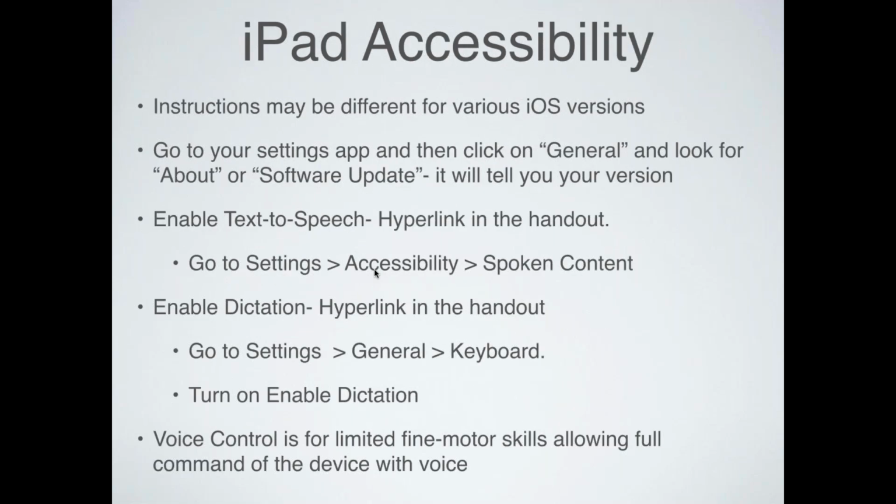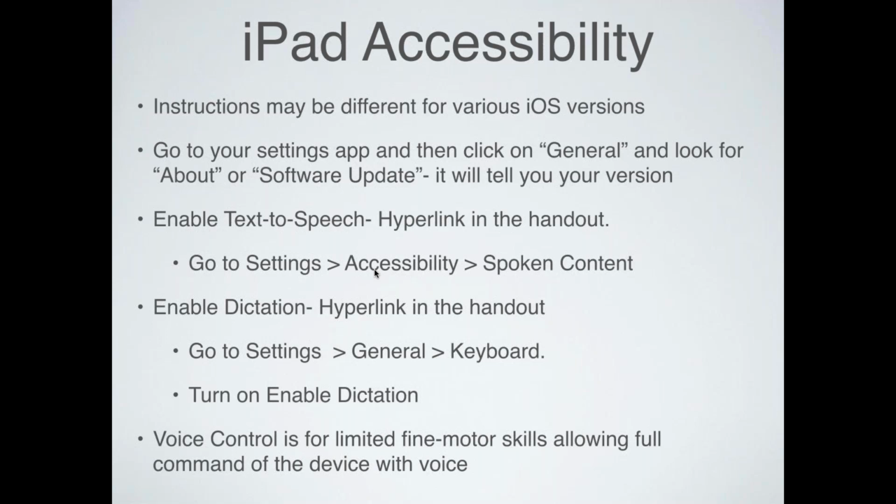Okay, so now we're going to look at iPad accessibility. Instructions may be different for various iOS versions. But basically, you'll go to your settings app and click on General, and it will tell you About or Software Update. If you click on one of those, it should give you the version that you are running. If your child has an iPad from school that they sent home, sometimes they are not running the most current operating system, because schools like to hold off until they're really sure it's going to be a stable environment for them to use.